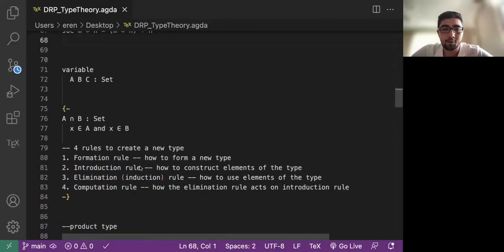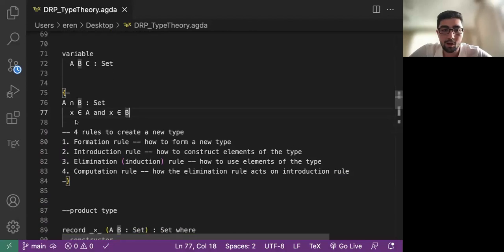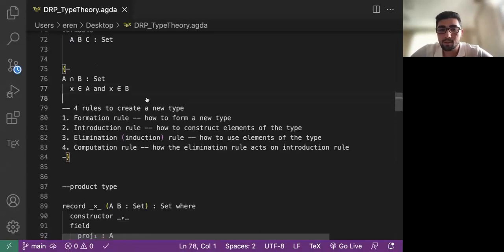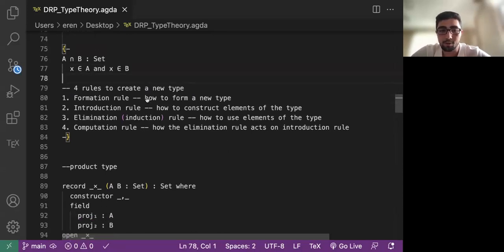So how can we produce other types from given types? In set theory, when we have two sets A and B, we can talk about their intersection. A intersection B is a new set given two sets A and B. And one line later, we can talk about the properties of its elements, like in intersection, x must be both in A and B. Similarly, we have 4 rules to create a new type in type theory.